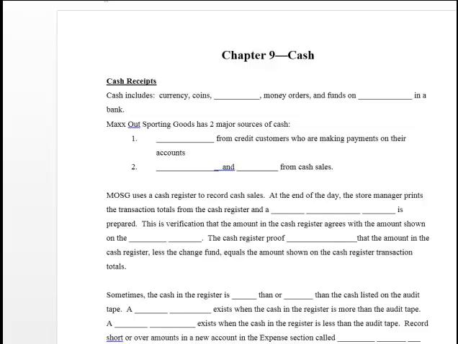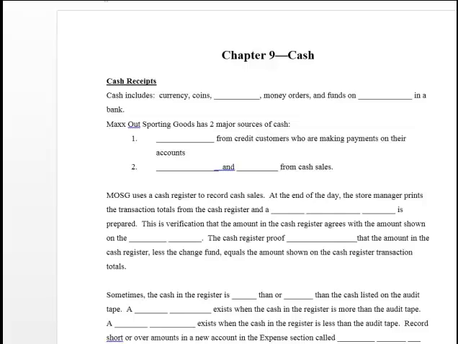Now, sometimes the cash in the register is more than or less than the cash listed on the audit tape. If some of you have worked retail before and been responsible for a cash drawer, you know that it doesn't always come out perfect at the end of the day. A cash over exists when the cash in the register is more than the audit tape, and a cash short exists when the cash in the register is less than the audit tape.